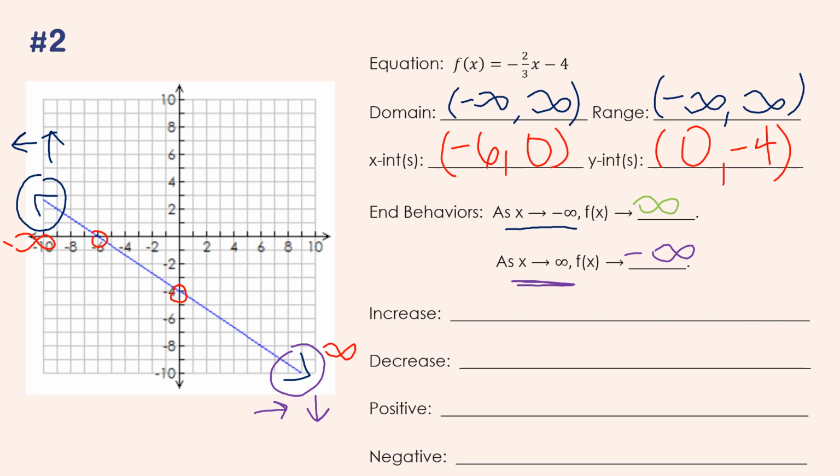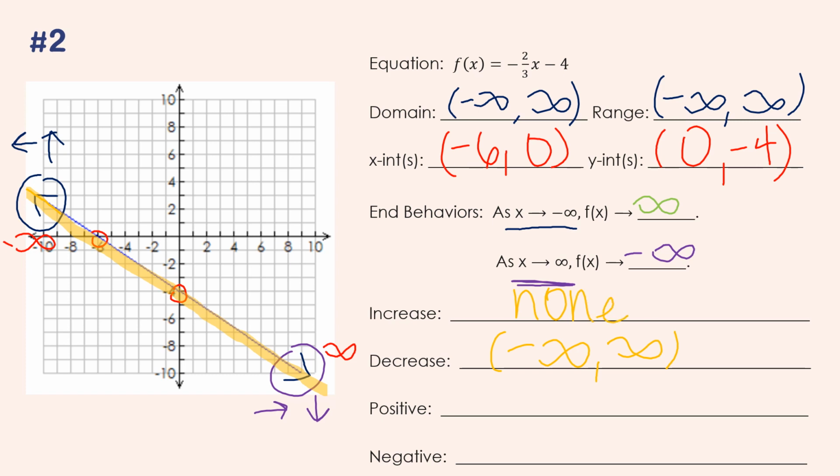So increase means to go up, decrease means to go down. Put your pencil at negative infinity, start tracing. Is it going up or is it going down? It is going down and it will always go down. That means this is decreasing from negative infinity to positive infinity. It will never go up from left to right, so it has no increase.